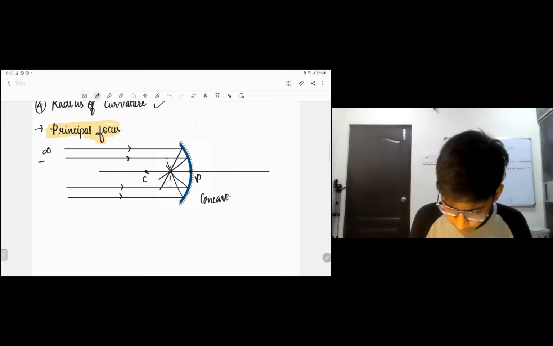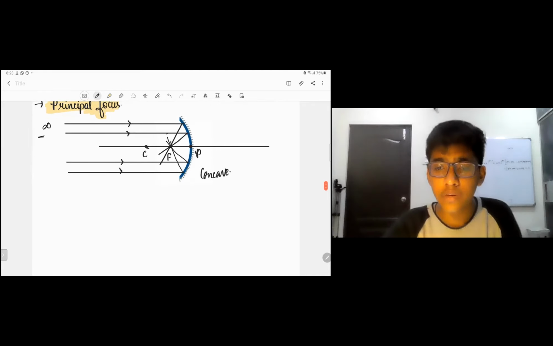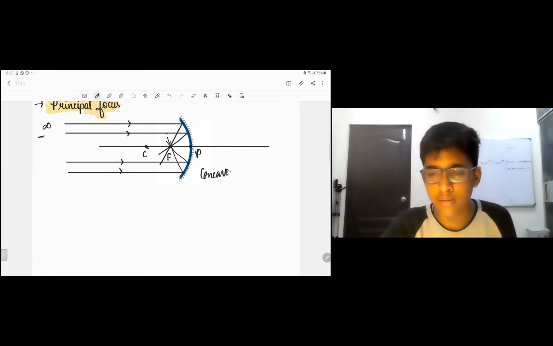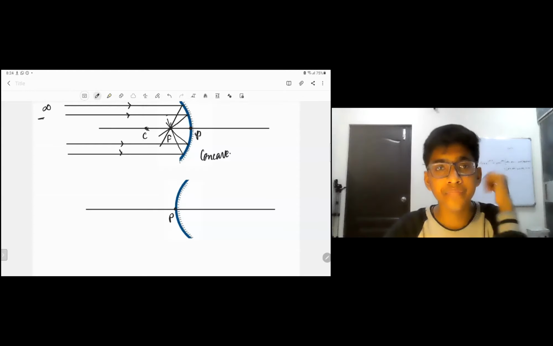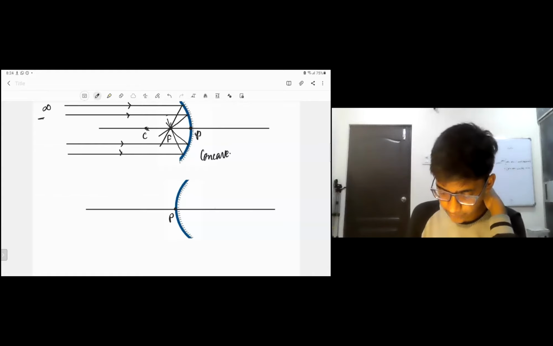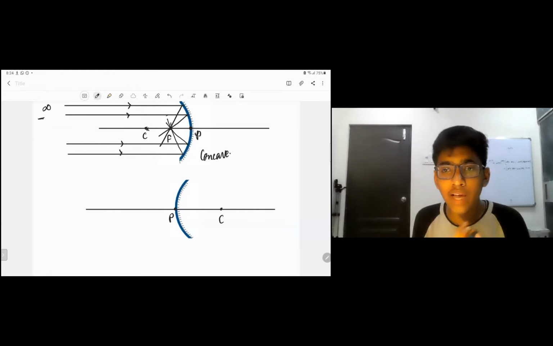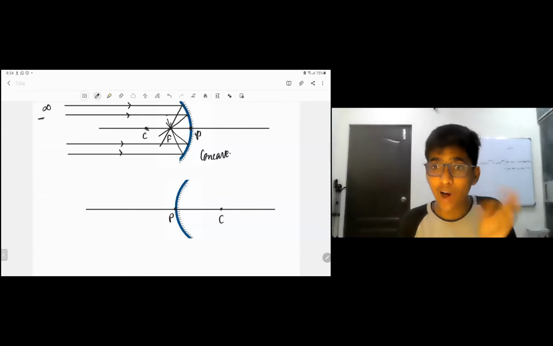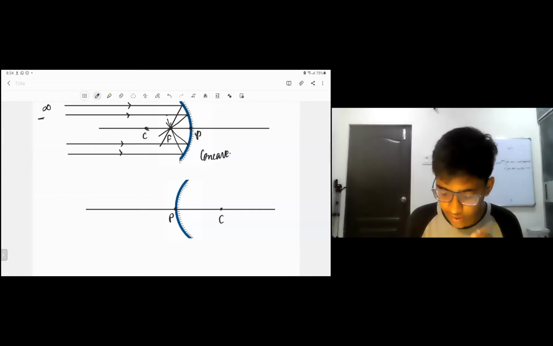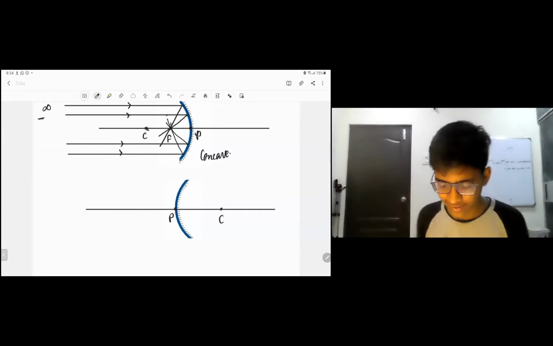That's the principal focus. Now, for example, let us take a concave lens, a convex lens. Now, I'm having another setup here where this is a convex mirror. What happens in the case of convex mirror? The outer side is reflecting, so this side is reflecting, and the inner side is silvered. What happens in this case?